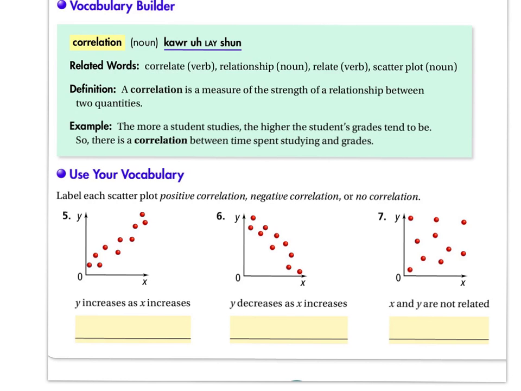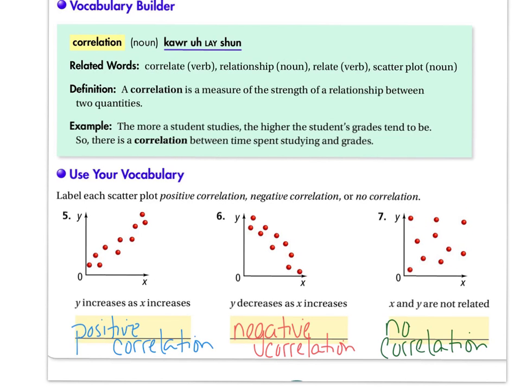What is correlation? A correlation is a measure of the strength of a relationship between two quantities. This scatter plot has a positive correlation. This scatter plot has a negative slope, negative correlation. This scatter plot for number 7 has no correlation.